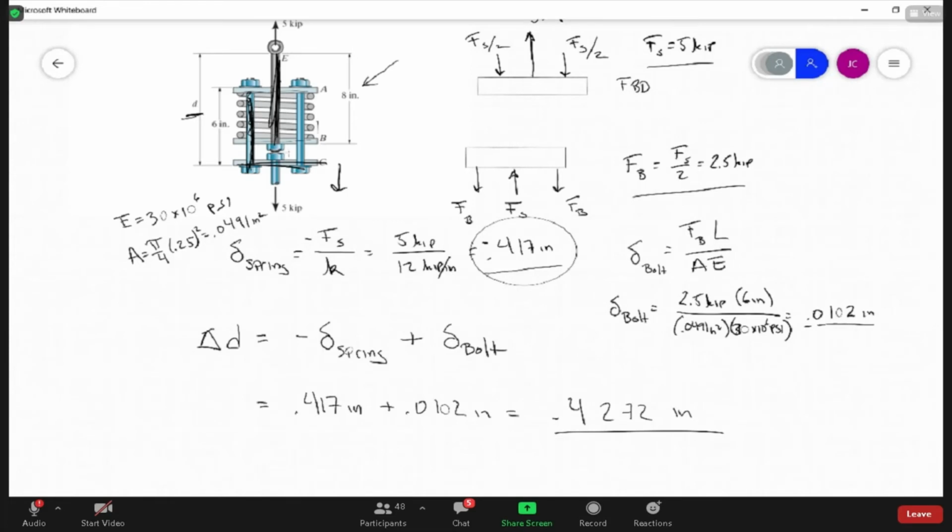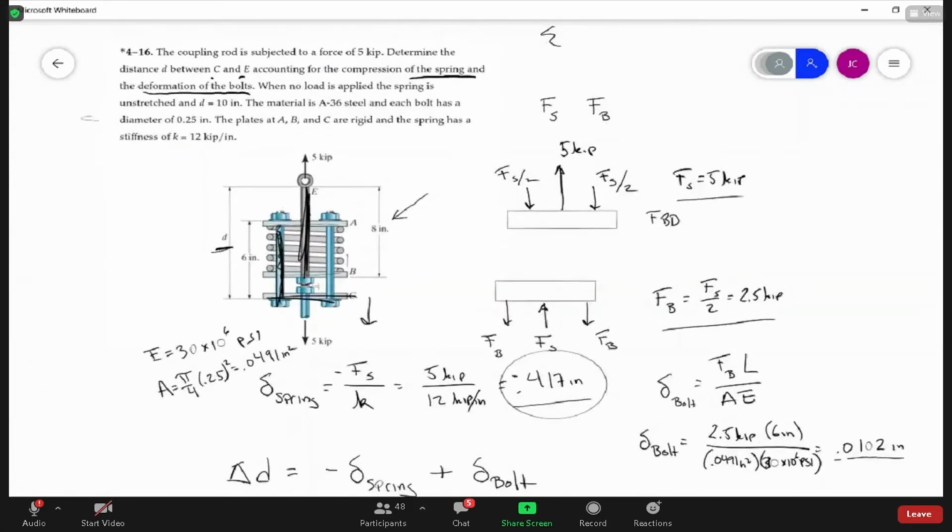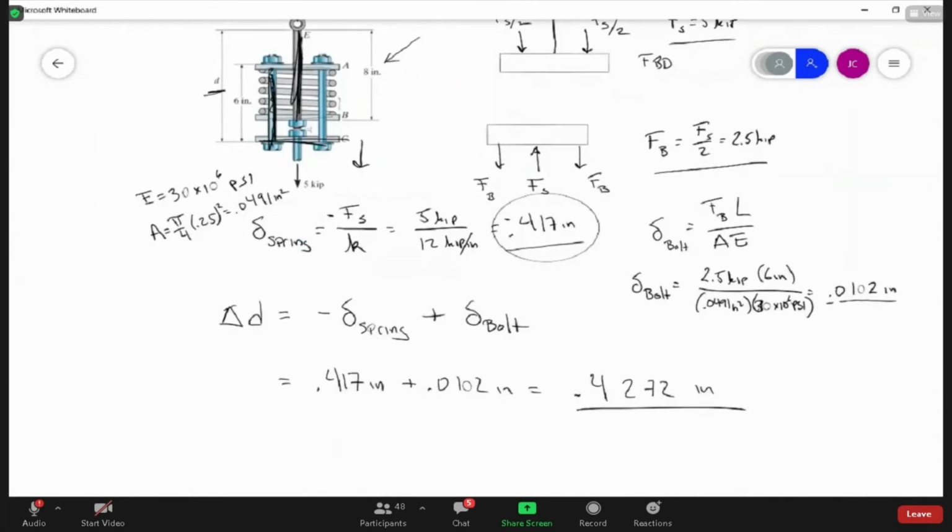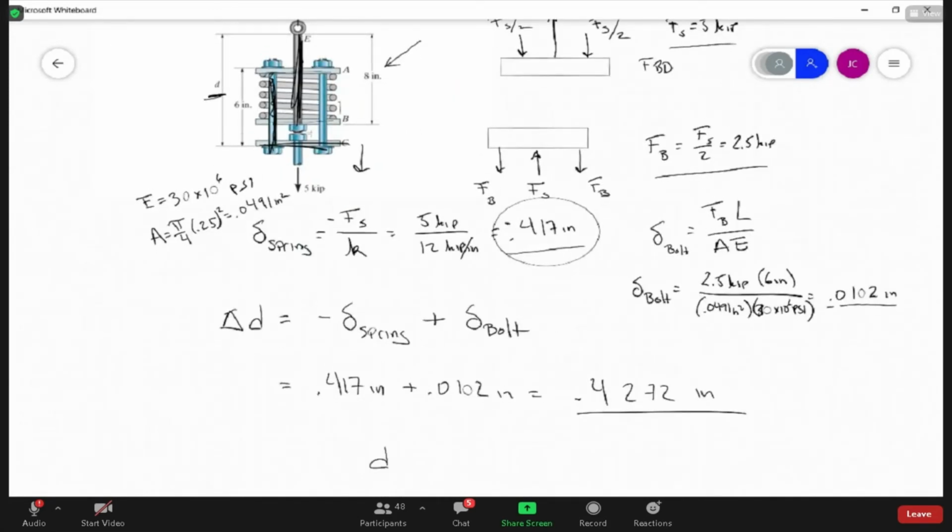You should add that onto the original D. What do we have to do here to figure that out? Do they give you D initially? They do, right? D is 10 inches. So D becomes 10.427 inches. Does that make sense?